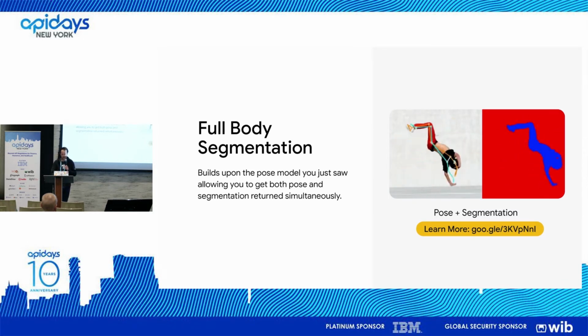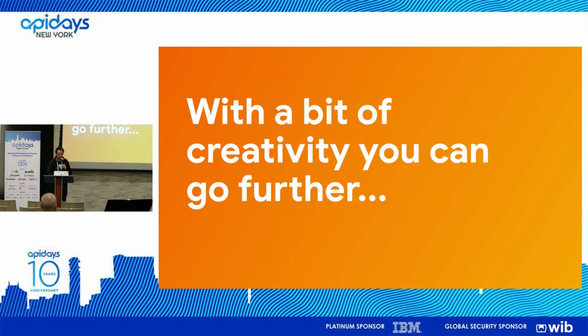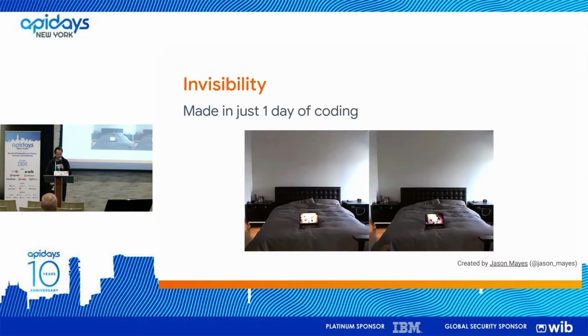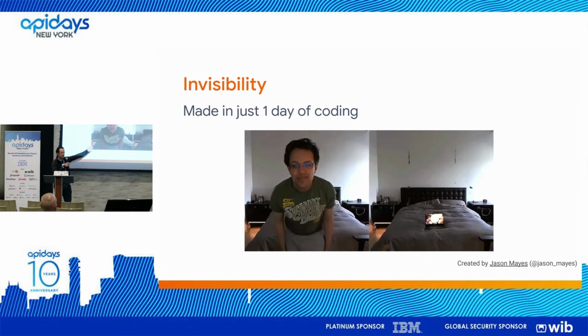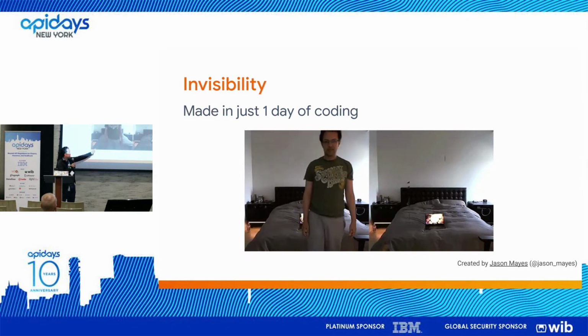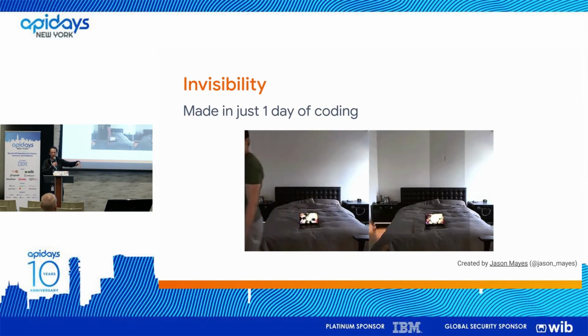And a good example of that in action is, well, with a bit of creativity, this is what I get up to in my weekends. In one day of coding, I managed to remove myself in real time. On the left-hand side, you see the real stream. On the right is the output of the system. And notice when I get on the bed, it still deforms. It's actually a live image, but you don't see me.